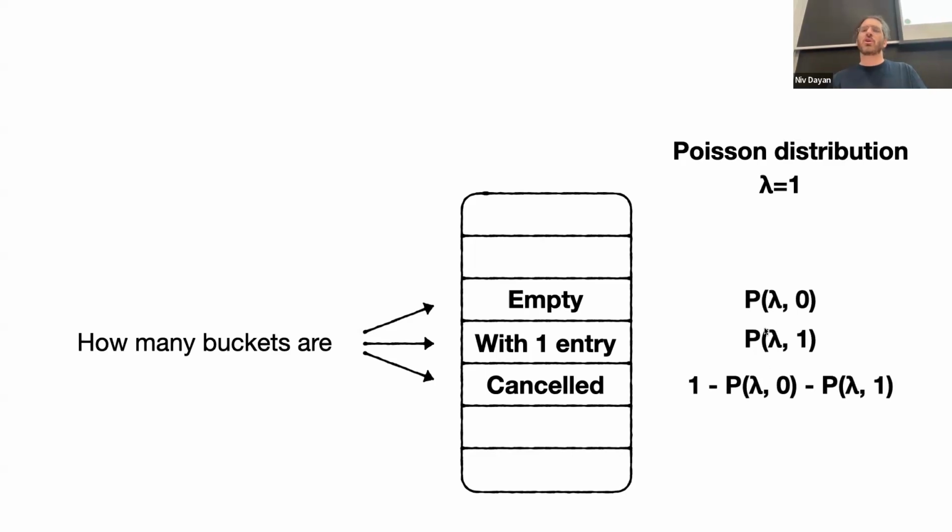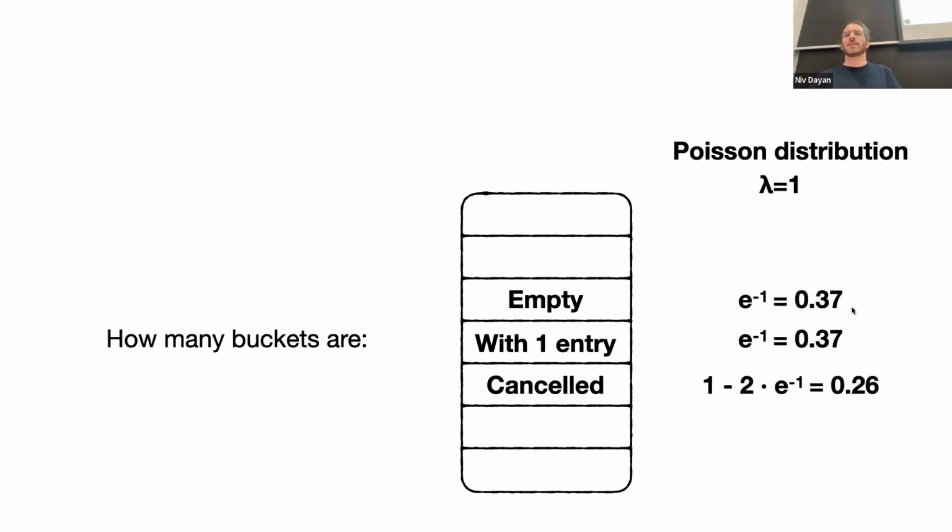So here's how you would model the probabilities for these different events. You just take the Poisson distribution with lambda and 0 and 1 for the empty slot and for a slot with 1 entry. And you take 1 and subtract both of these to get the probability of a collision. These are all the different events that can happen and that we care about. You just take the Poisson distribution, plug in lambda equals 1, and this is what you're going to get for these.